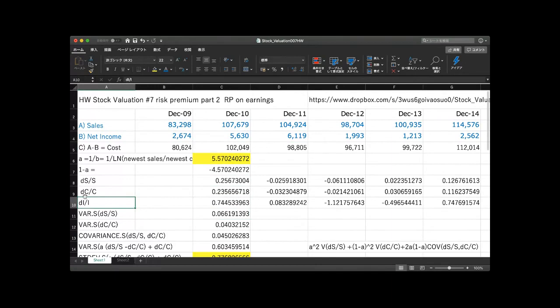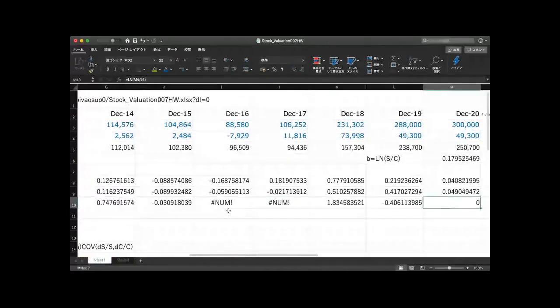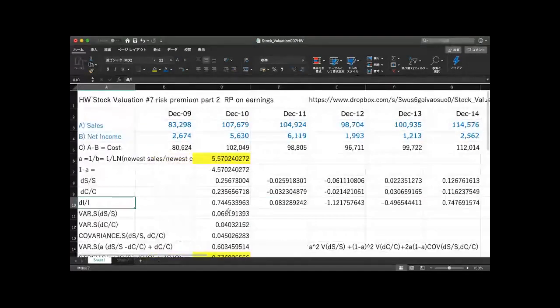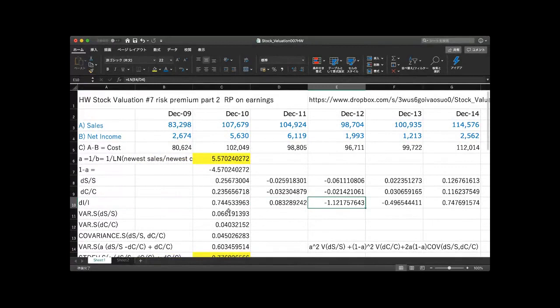And here, these are the growth rates on net income on a continuous compound basis. The first growth rate would be ln, the logarithm, of this over this, new net income over old net income. And the second growth rate is here, ln of this over this, and so on. Because we have 12 net income samples, we have 11 net income growth rates on a year-on-year basis.